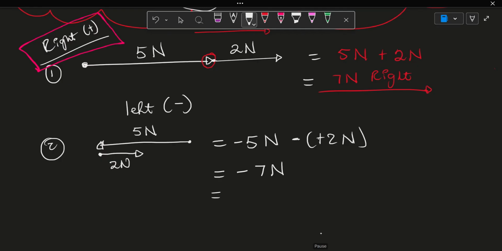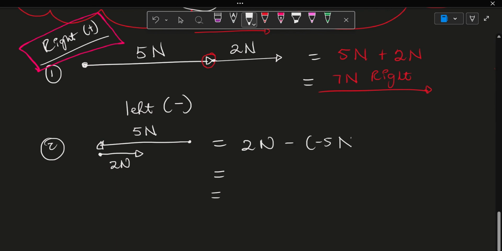Hold on. Oh, okay, sorry, I just made a mistake here. So this had to be 2 newtons minus negative 5 newtons. And that would actually give me 2 plus 5, that gives me 7 newtons. There's actually something going on here. Let me see. Oh, okay. Just a little mistake. Ah, silly me.